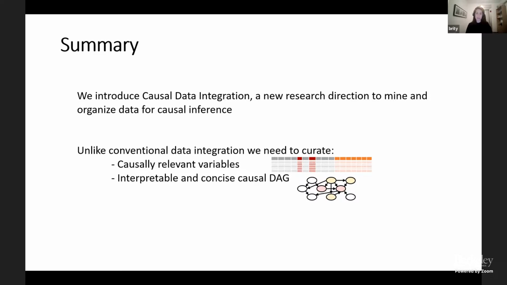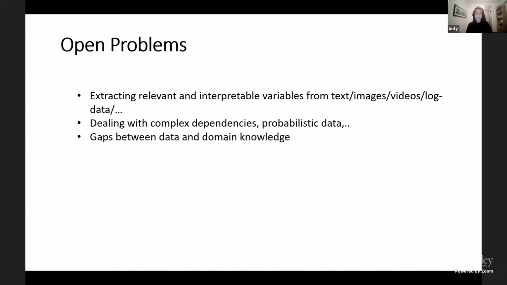reliable causal inference. There are many other open problems, like how to extract relevant and interpretable variables from text, from images, from log data, how to deal with complex dependencies or probabilistic data, and how to bridge the gap between a scenario when we see that we have some gaps between our data and our domain knowledge. And this is just a handful of examples of open problems that still need to be addressed.